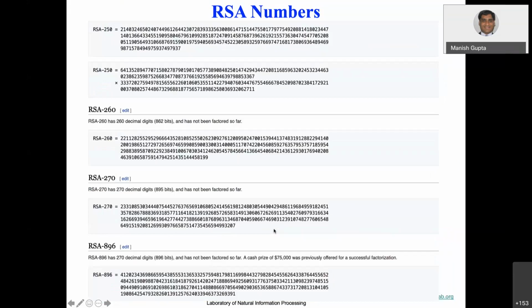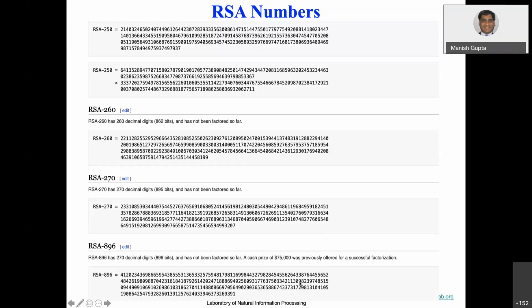Some examples: RSA 250 is this number, and it is the product of two prime numbers, this and this. Here is RSA 260. It is 260 decimal digits, which is 862 bits. This is the number which has not been factored so far. So any competitive coding guys can come forward and challenge their brain, try to factor this. Then they will realize what real programming is. Okay. There is RSA 270, which has not been factored.